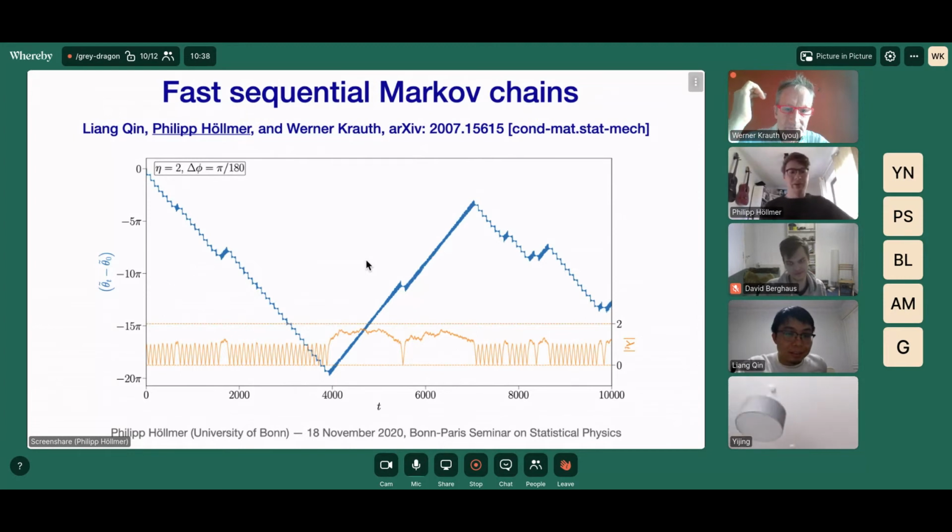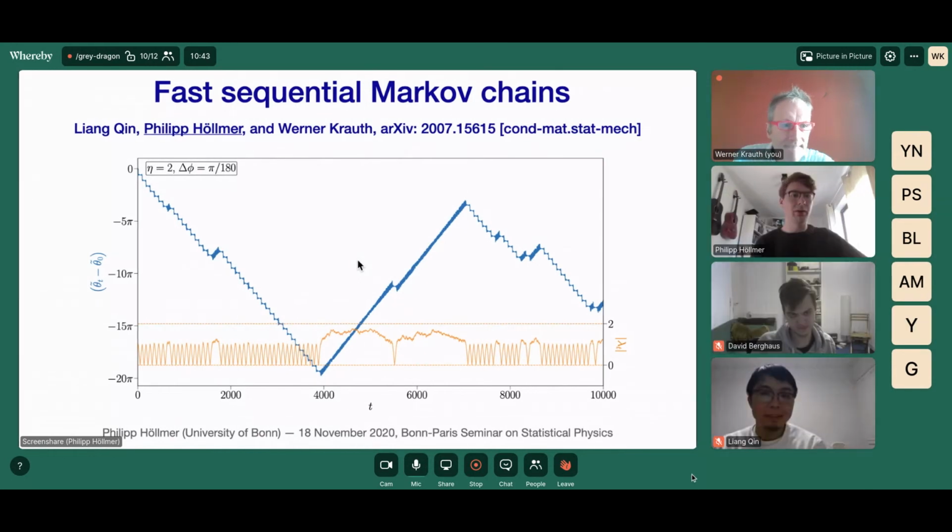Okay, thank you for the introduction. In the next 45 minutes or so, I'm happy to present the fast sequential Markov chains, our work in it. And as Werner already said, I didn't do the work alone. I did it in collaboration with Liang Qin and Werner Krauth. You can find 2 versions already on arXiv, and if you're interested, you can have a look at this arXiv paper here.